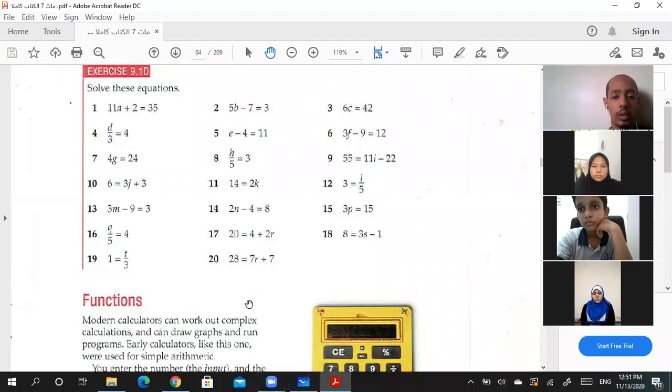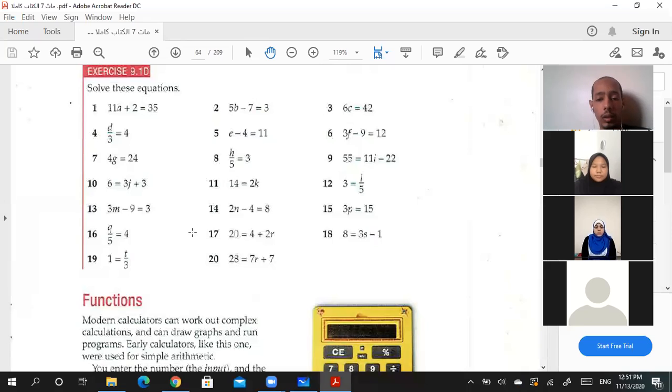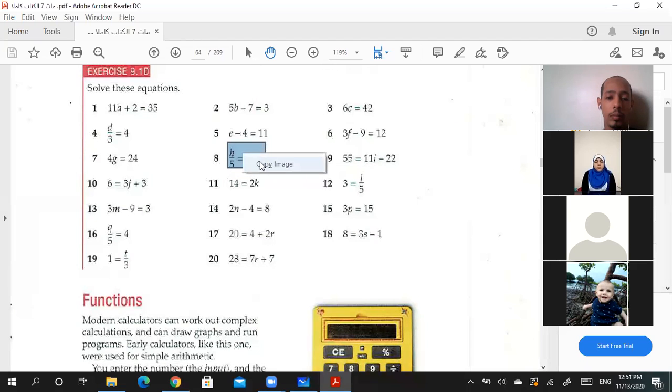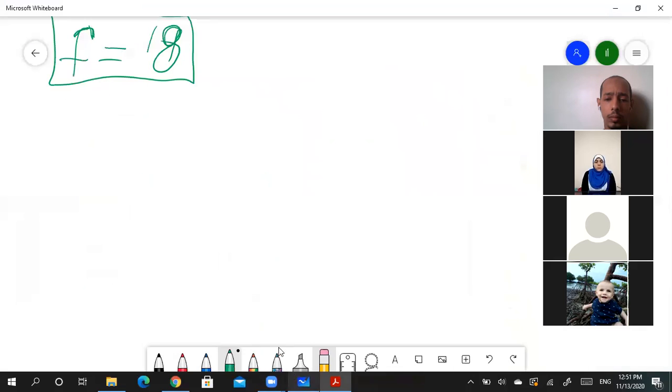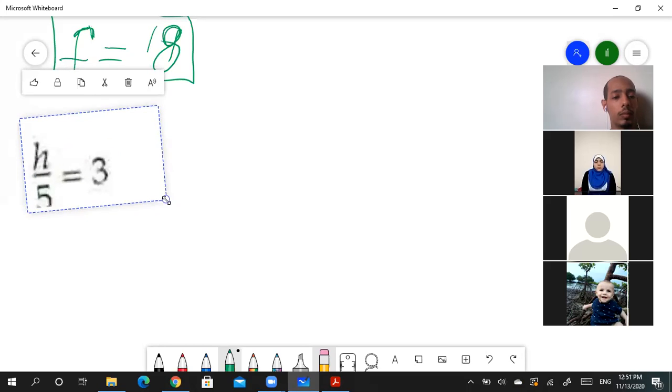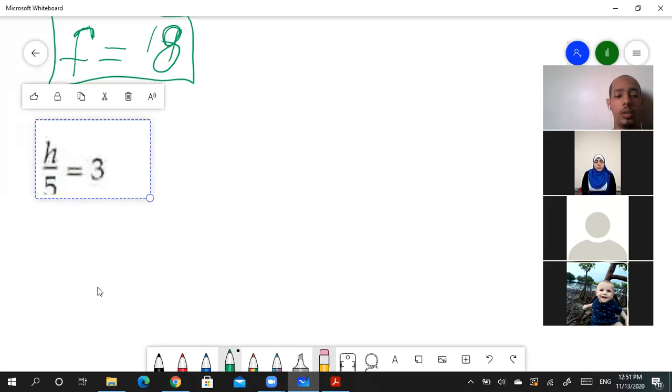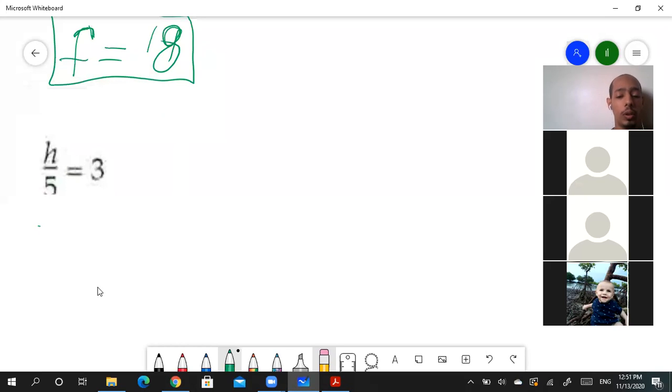Let's do one more example on equations. Let's take this: H over 5 equals 3. I need to find the value of H. I need to solve this equation.